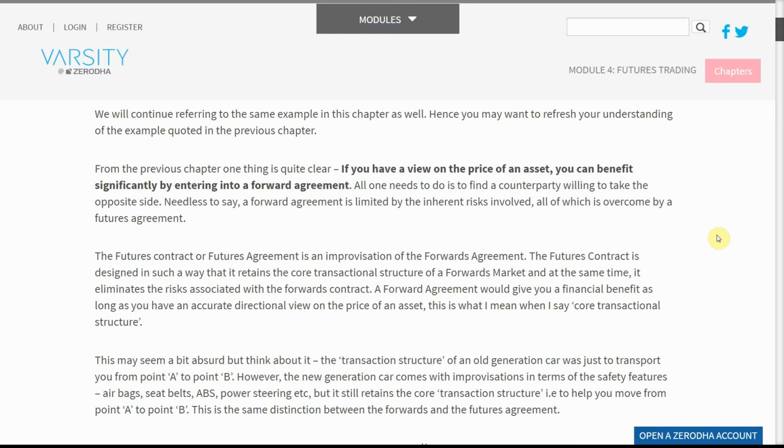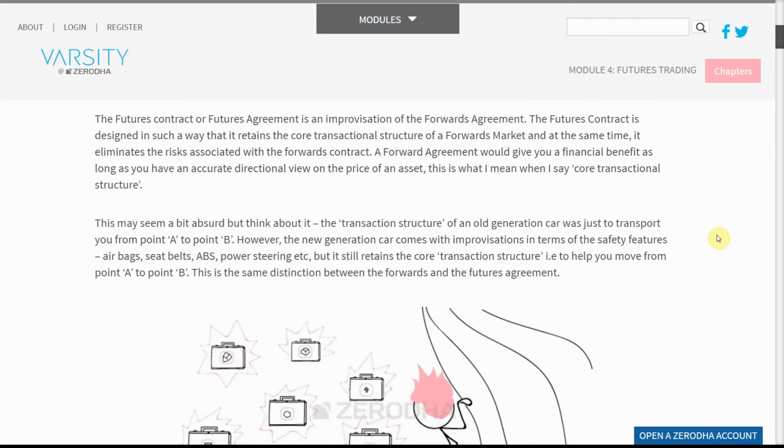Needless to say, a forward agreement is limited by the inherent risks involved, all of which is overcome by a futures agreement. The futures contract or futures agreement is an improvisation of the forwards agreement. The futures contract is designed in such a way that it retains the core transactional structure of a forwards market, and at the same time, it eliminates the risks associated with the forwards contract. A forward agreement would give you a financial benefit as long as you have an accurate directional view on the price of an asset. This is what I mean when I say core transactional structure.